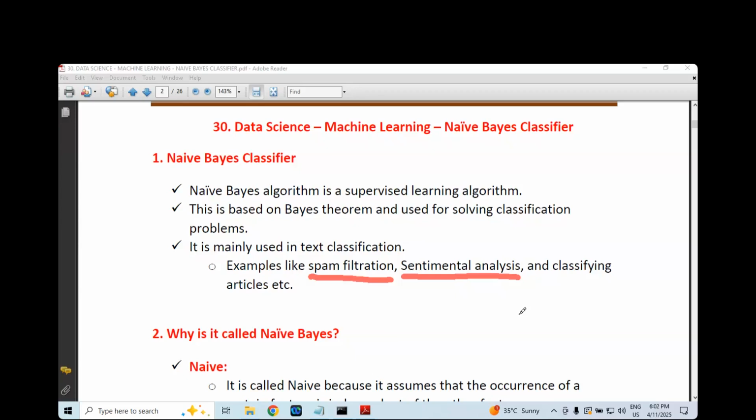And classifying articles. Go back to the news. Open the newspaper. In the main sheet, please observe all the headings. By looking at those headings, you have politics news, sports news, district news. These are all nothing but classified articles. Make a note of this.